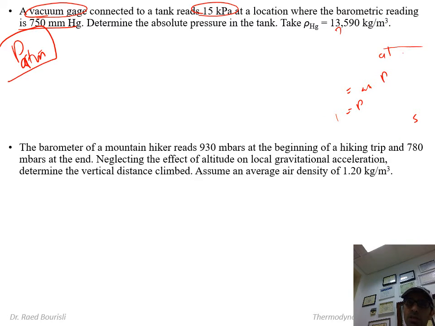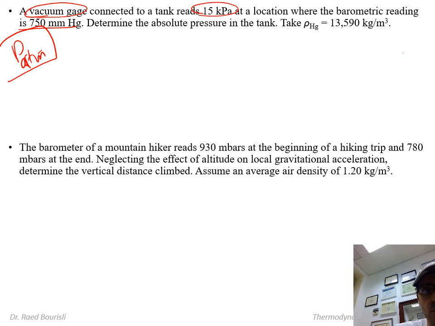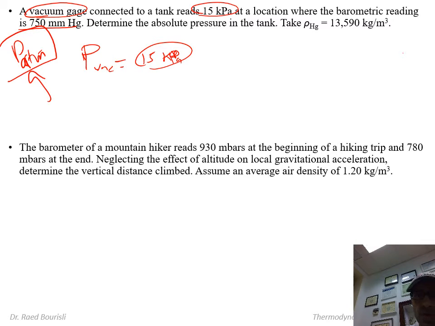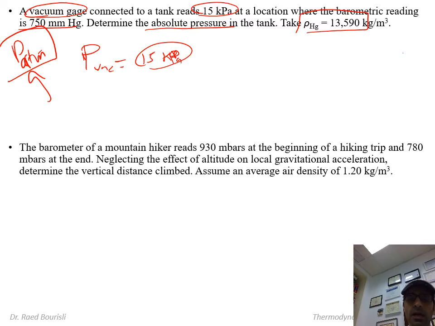So this tells me basically that the atmosphere, the absolute pressure, and then P vac is equal to 15 kilopascal. That means it's 15 kilopascal below the atmospheric pressure. Okay, and you want to determine the absolute pressure in the tank, and you want to take this as the density of the mercury. Okay, it doesn't say.